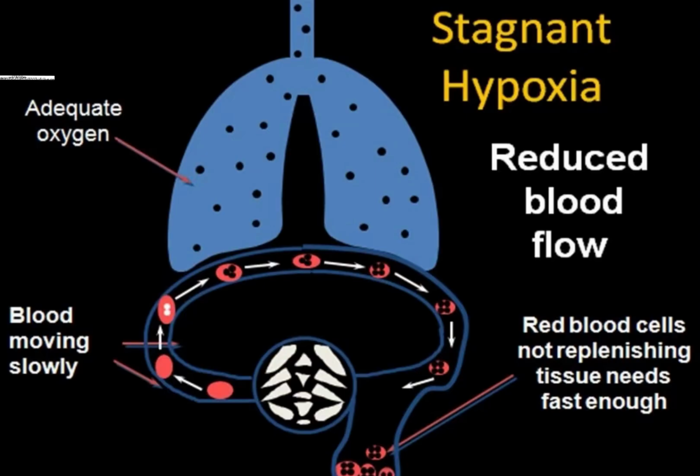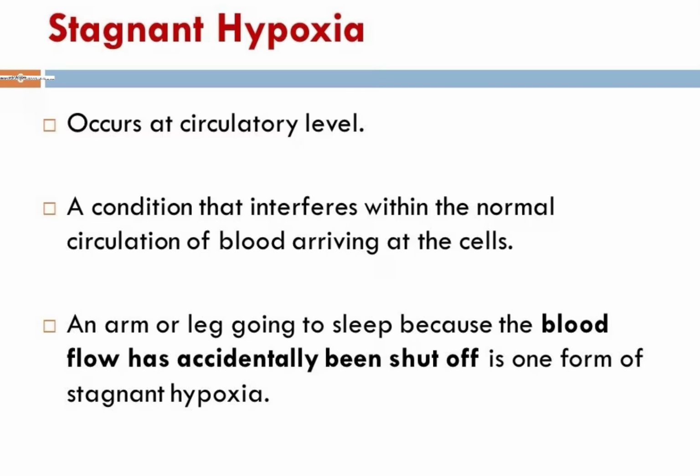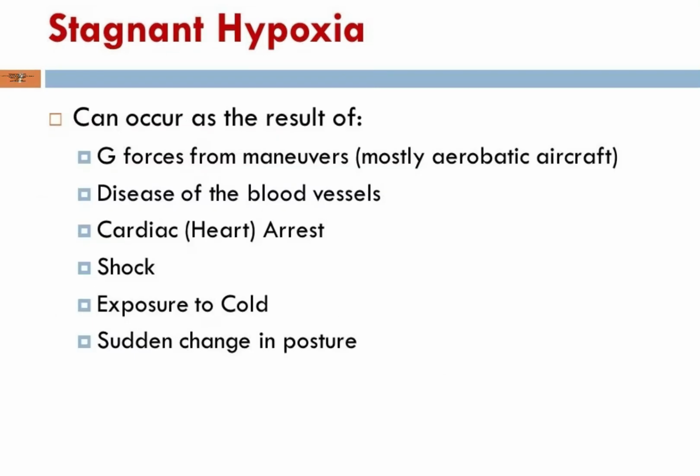Stagnant hypoxia occurs at the circulatory level, a condition that interferes with the normal circulation of blood arriving at the cells. An arm or leg going to sleep because the blood flow has accidentally been shut off is one form of stagnant hypoxia. Stagnant hypoxia can occur as the result of G-forces from maneuvers, mostly in aerobatic aircraft, disease of the blood vessels, cardiac arrest, shock, exposure to cold, or sudden change in posture.